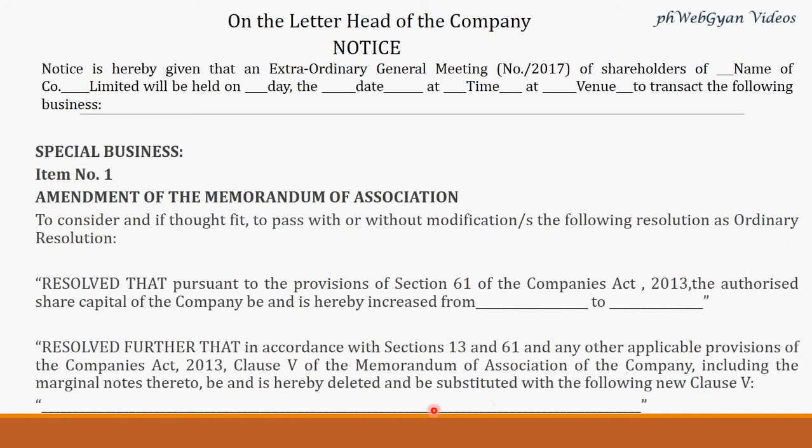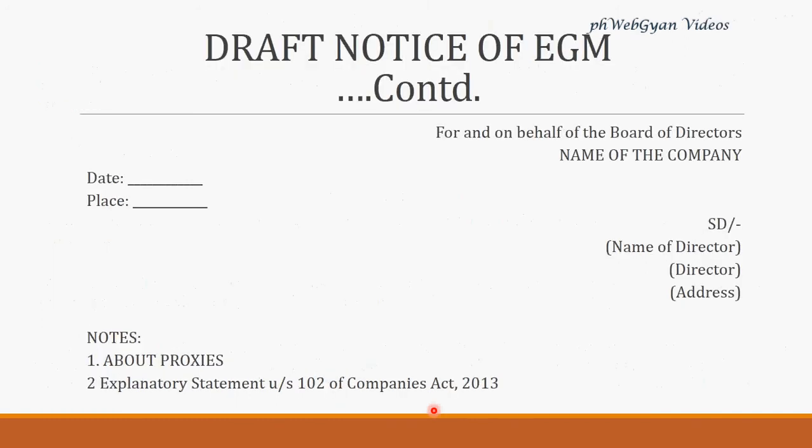So you have to basically disclose this in the body of the resolution, as you do in all other cases. Clear? Then again at the end you have to mention for and on behalf of the name of the company, director and director's address, the designation. If there is any company secretary who is signing, then again these things will change accordingly. Date and place are required to be disclosed. Clear? Then these are the notes to the notice which I mentioned about.